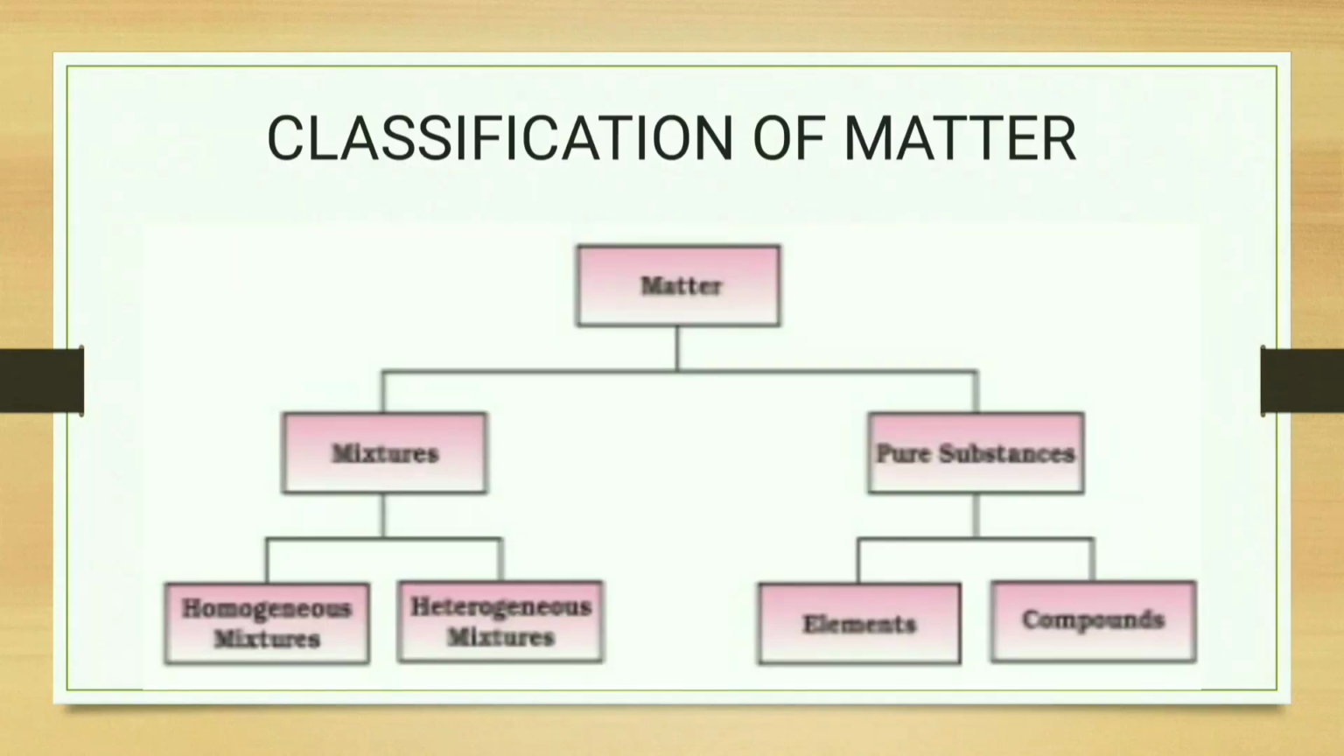Then next we have classification of matter. Now matter is classified into two. First is mixtures and the second is pure substance. Now for mixtures, there are two types: homogeneous mixture and heterogeneous mixture. Homogeneous means of the same kind, heterogeneous means different. Then for pure substances, we have elements and then compounds.